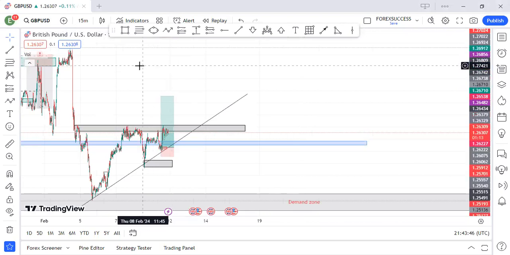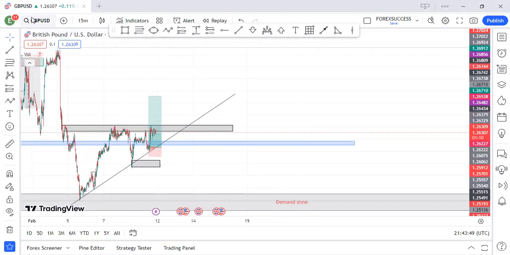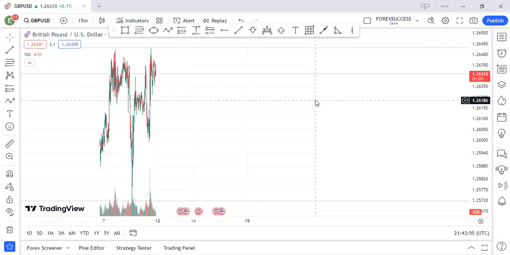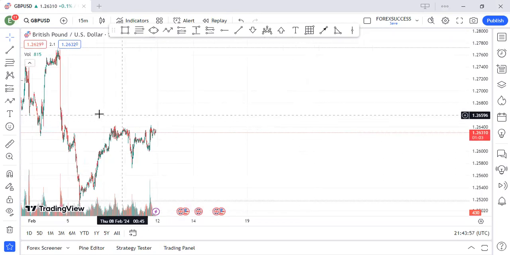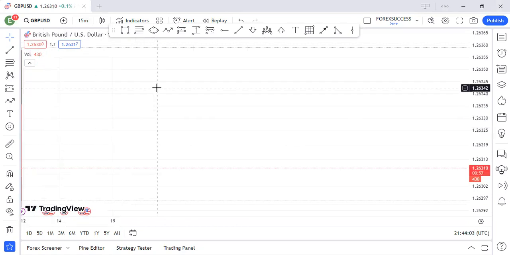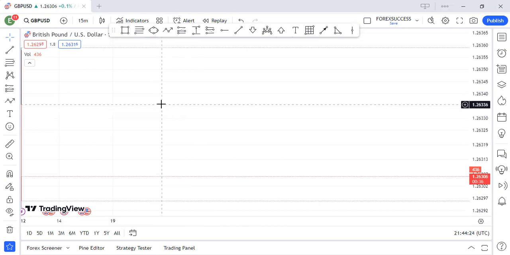Let's get to a new chart and clear everything. All right. When we talk about liquidity, there are five types of liquidity. We have the equal highs liquidity.